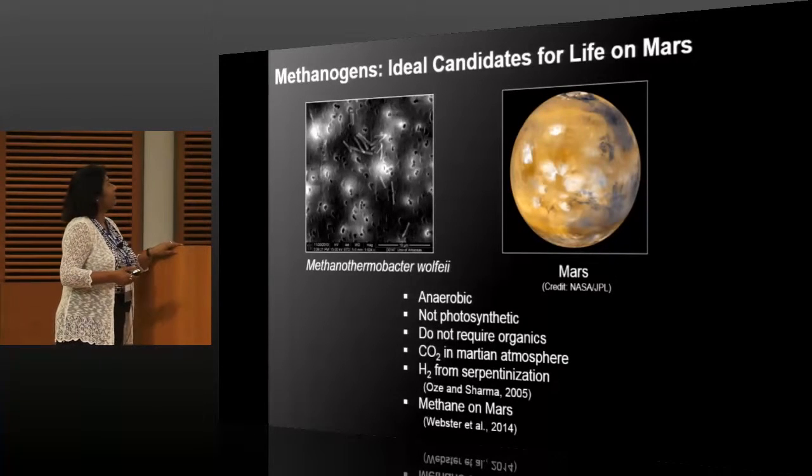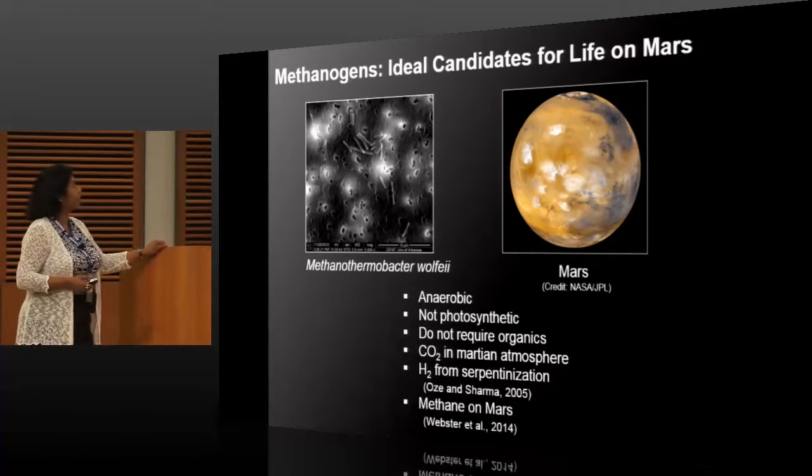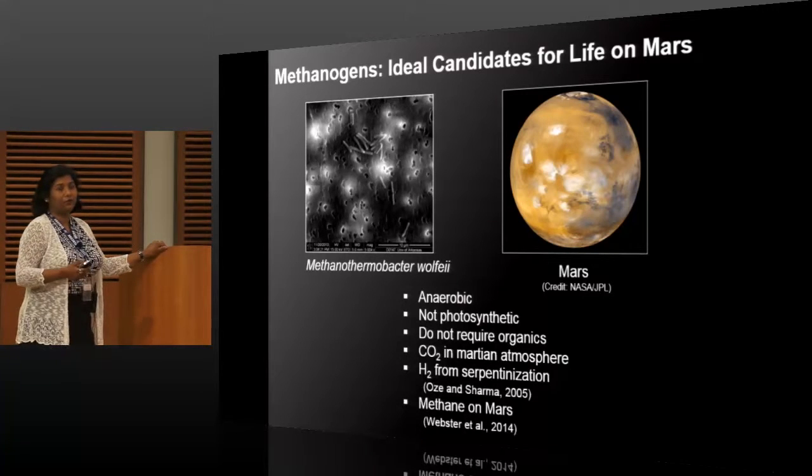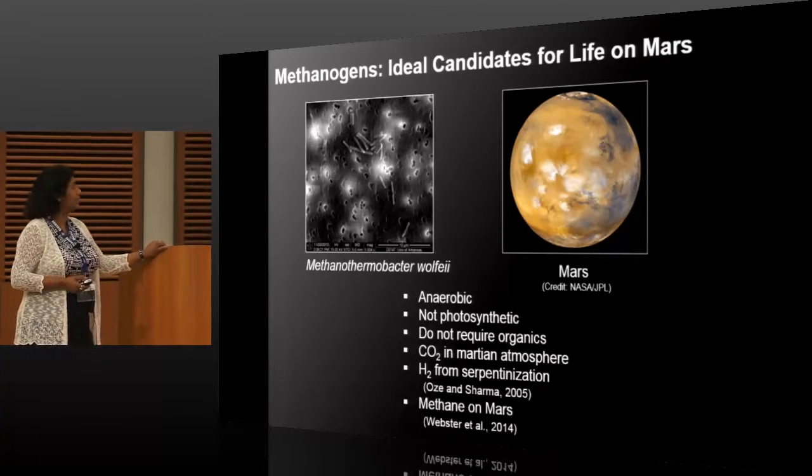And we have been studying methanogens as an ideal life form on Mars for a long time because they are anaerobes, they are not photosynthetic, they do not require organics. Also, they need carbon dioxide and hydrogen, and we know that carbon dioxide is abundant in the Martian atmosphere. Also, hydrogen could be formed by serpentinization reactions.